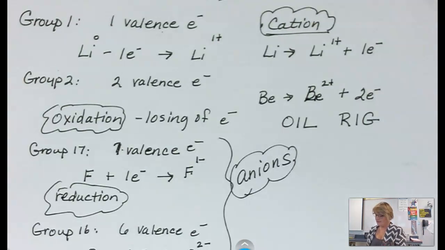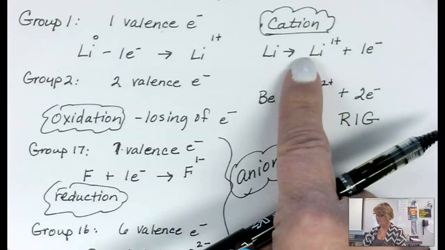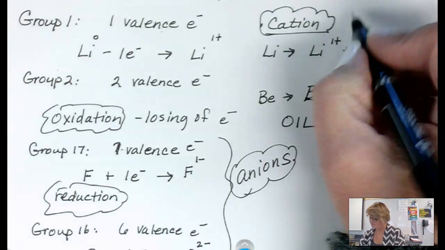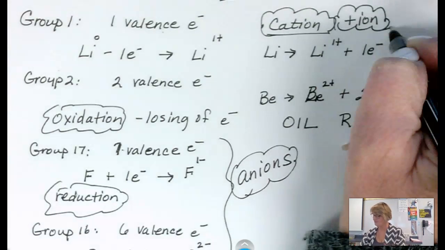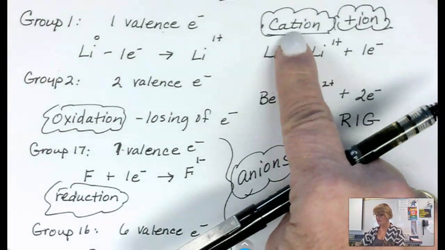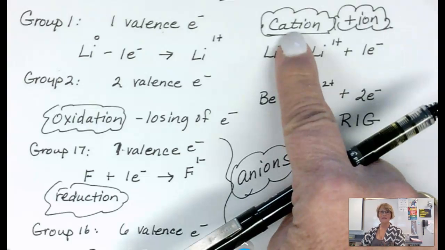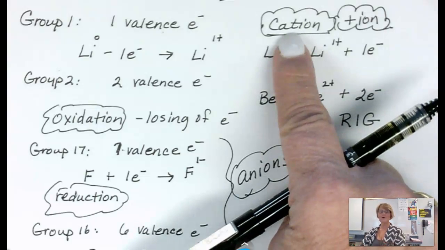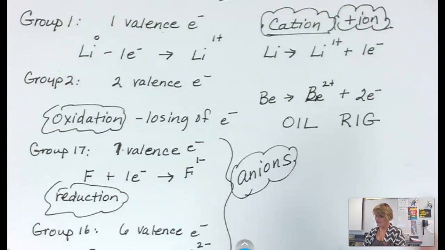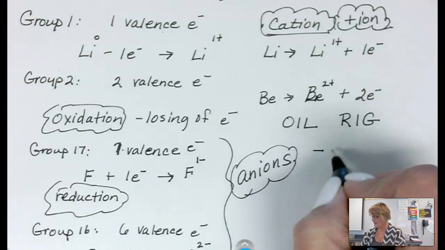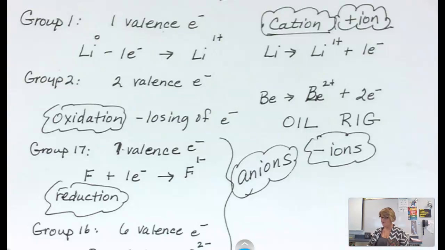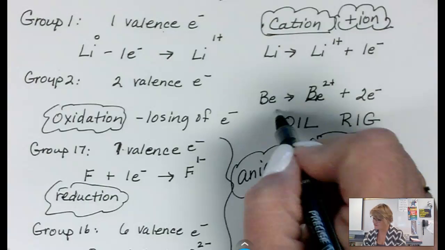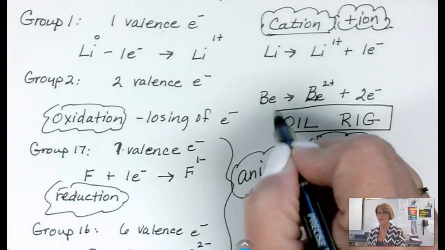A cation is forming a positive ion. I always remember it as there's a T in cation: cat-ion. Some others say it's a cat and they purr, so positive. Anion, I always say because it's got an N in it, A-N, it is a negative ion. Those are the words that you need to remember, and a very easy way to remember how they go together is OIL RIG.